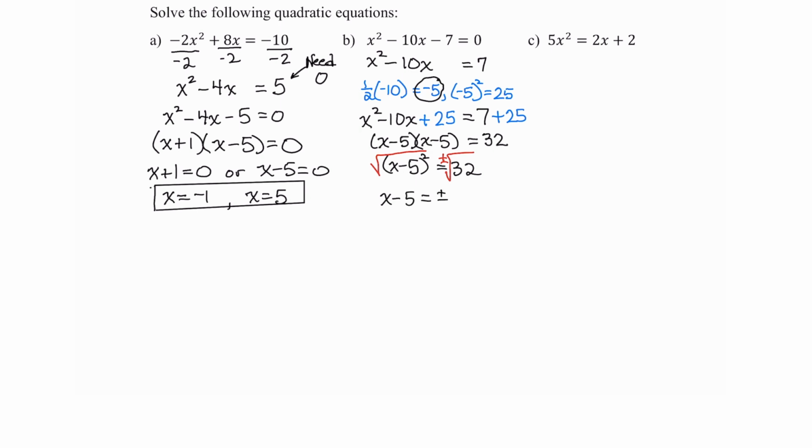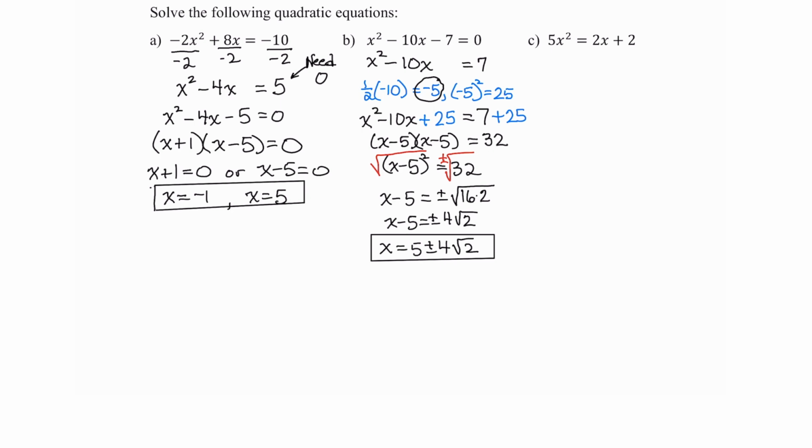x − 5 is equal to plus or minus the square root of 32, and 32 I can write as 16 times 2, getting ready to simplify that square root. And this gives me x − 5 is equal to plus or minus, well, the square root of 16 is 4, and that extra factor of 2 stays under. And then lastly, add 5 to both sides, I get x is equal to 5 plus or minus 4 times the square root of 2. And those two solutions are the solutions to that quadratic equation.